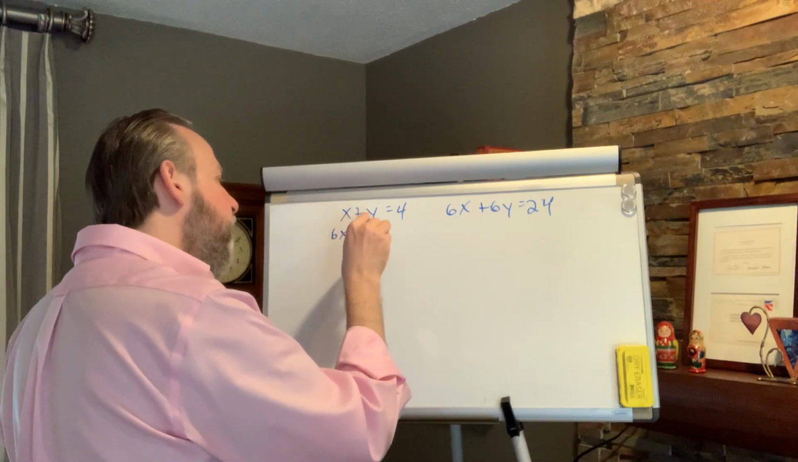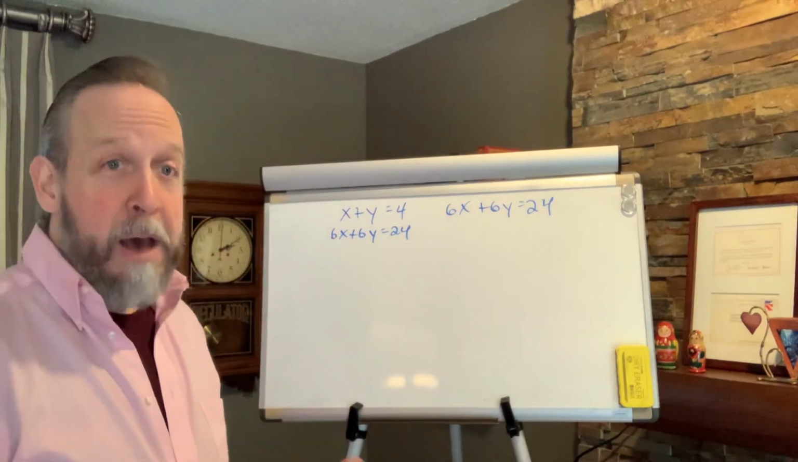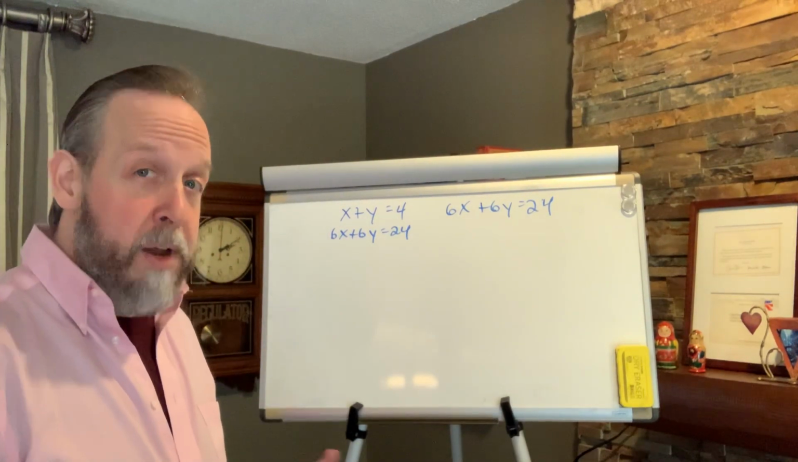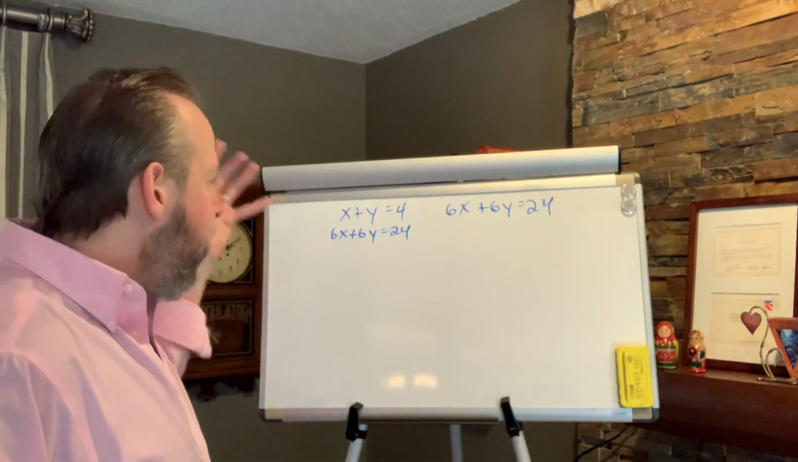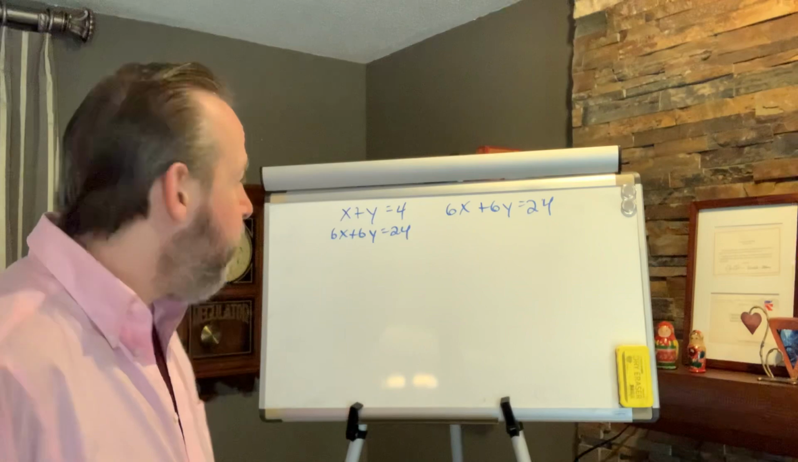6x plus 6y equals 24. I can see that I don't have opposites yet, but it shouldn't be too hard to create it. That's an x, that's a 6x. What's the opposite of 6x? Negative 6x.